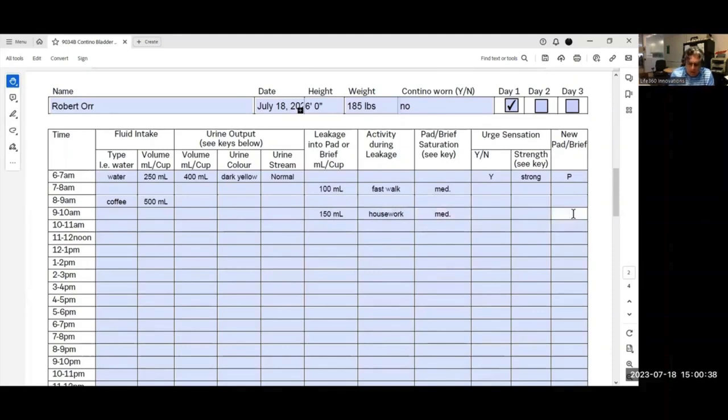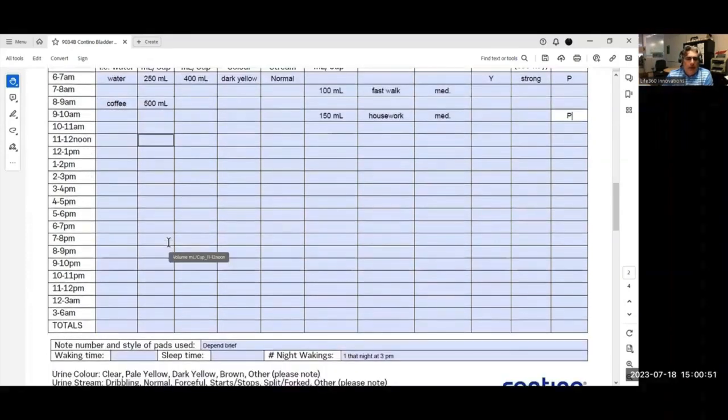I'm actually going to go and get a new pad in. And again, if you felt the urge reflex before that happening, great, put it in here. But if you didn't, that's fine too. So more or less, this is what you're going to do throughout the day. And then remember, at the end of the day, for some of these columns, we want a total. So obviously, you'll have more, but just for simplicity, it's 750 mils here. It's 400 for the urination. And then if I go 100 and 150, so that's 250.